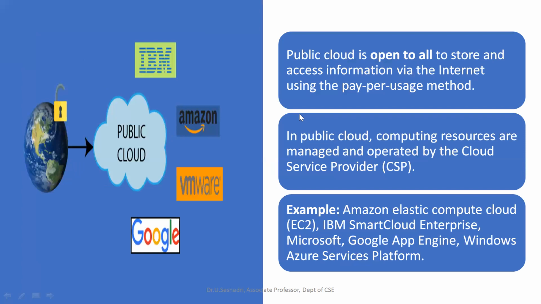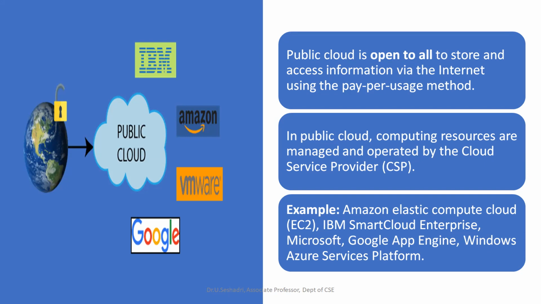What is a public cloud? A public cloud is open to all to store and access information using an internet connection, based on usage per service. Whatever service you want to use, for that service you have to pay the amount. It's a public cloud. It is open to all. We can store and access the information using the internet connection. In a public cloud, computing resources are managed and operated by the cloud service provider. Whoever is providing the service is the cloud service provider.